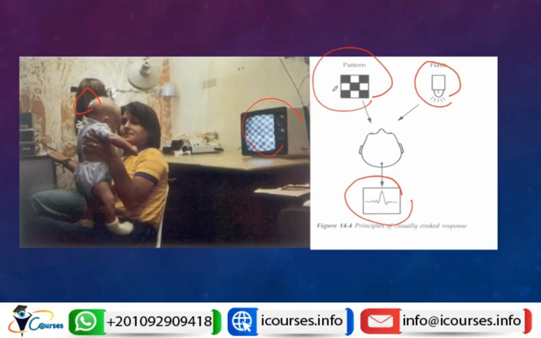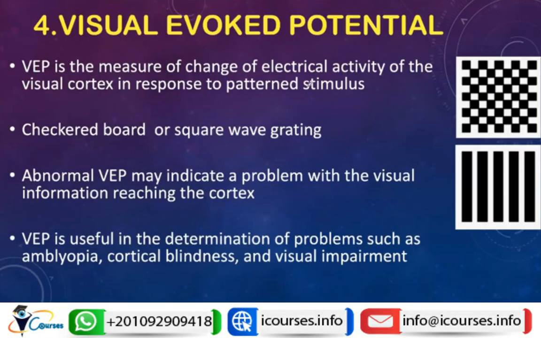So if the child can see it, then this can be recorded, and then we can make this checkerboard smaller in order to test for more visual acuity. So we can present the visual evoked potential. This will be discussed in more detail in the electrophysiology lectures. It depends on the electrical activity coming from the brain, the visual cortex, in response to the pattern stimulus.